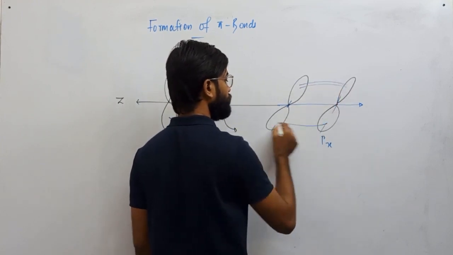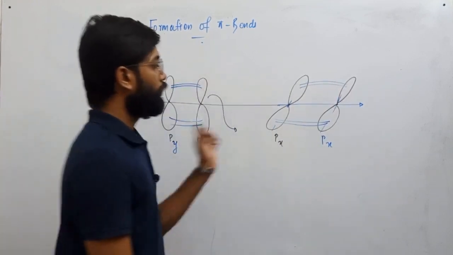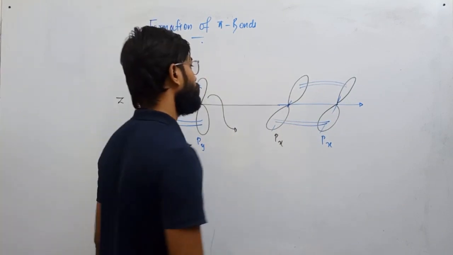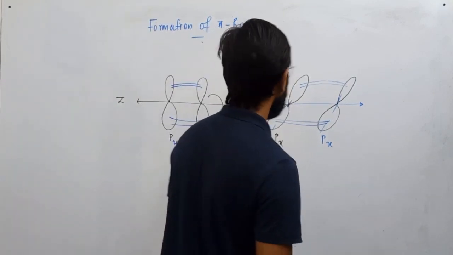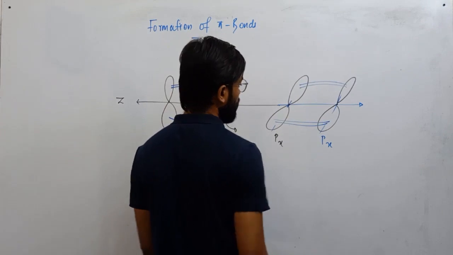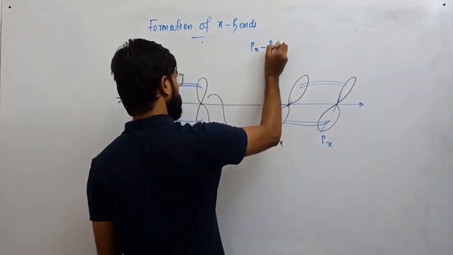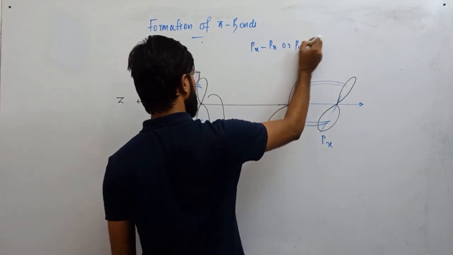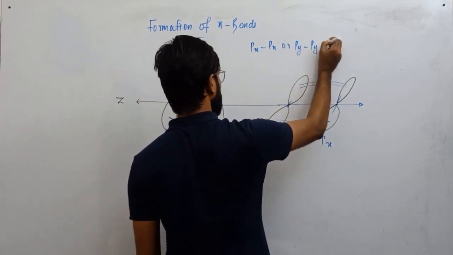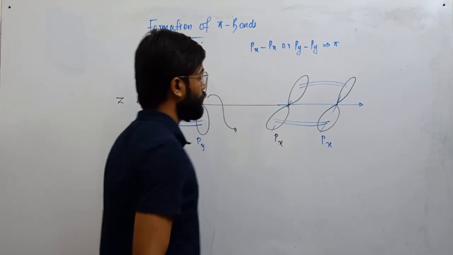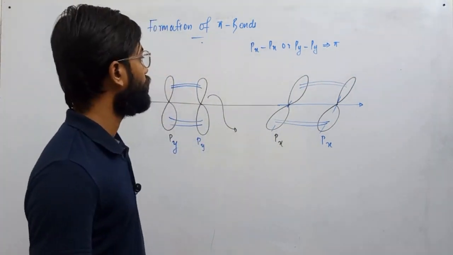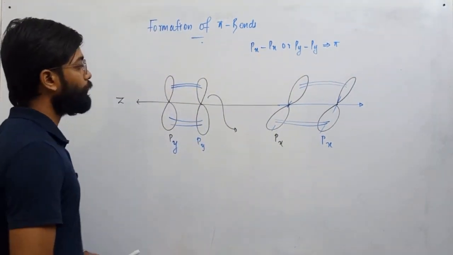When they overlap, there is also a chance for the formation of pi bond. Between two px or between two py, usually there is a chance for the formation of pi bonds. So this is how a pi bond is formed.